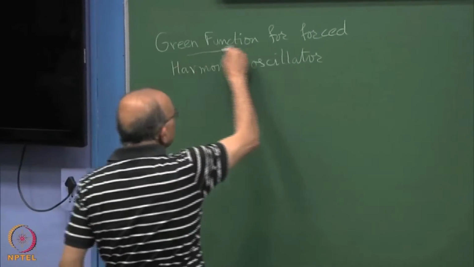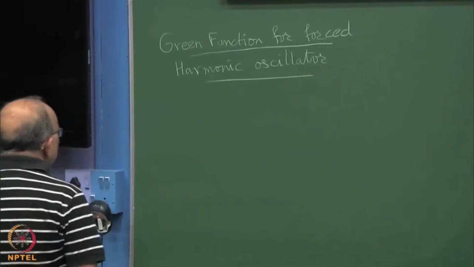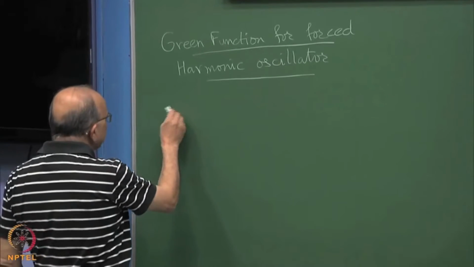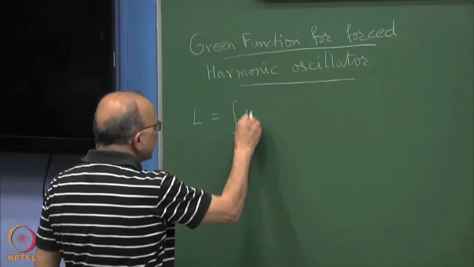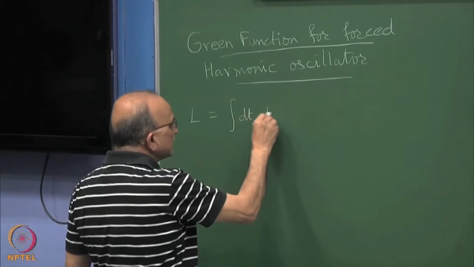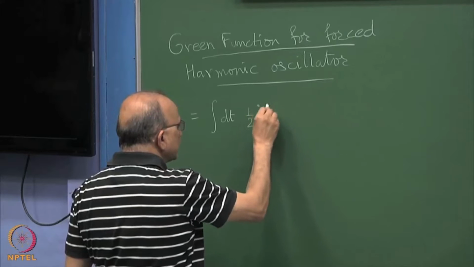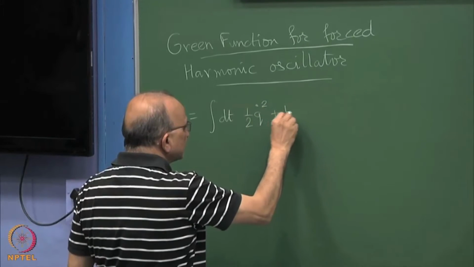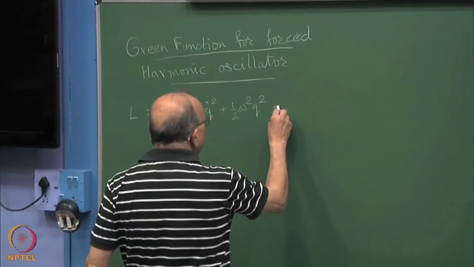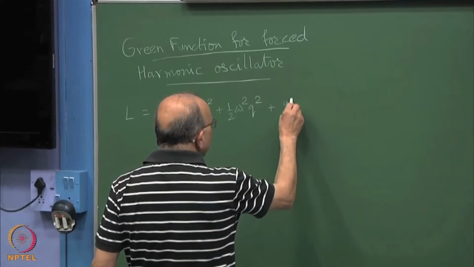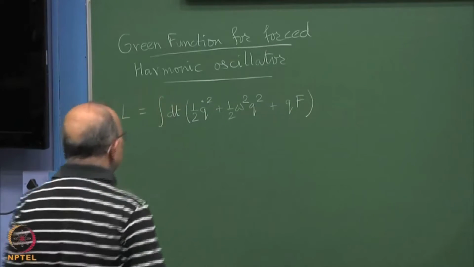We use the Lagrangian formalism, and the Lagrangian is of course the integral dt of, and we had set m equal to 1, so half q dot squared plus half omega squared q squared, plus q times f. This is what it was.